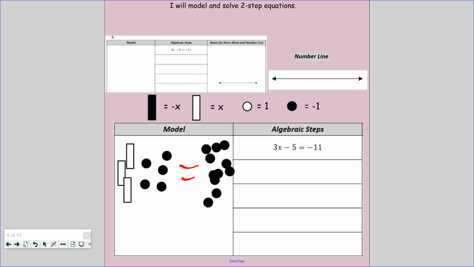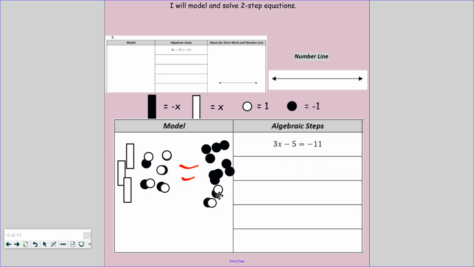What is the inverse operation of minus 5? Plus 5. Let me balance it on the other side. So I add 5 on the other side. 1, 2, 3, 4, 5. These 0 pair out. These 0 pair out. So I have 1, 2, 3, 4, 5, 6. I have 6 negatives. But I need to divide them among 3 x's. That means each x will need 3 negatives. So the answer should be x equals -3.